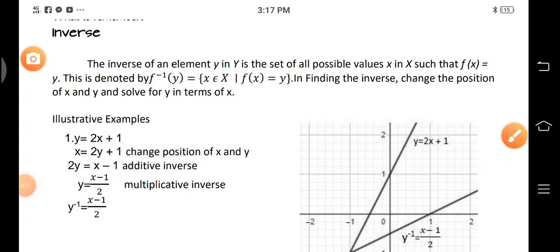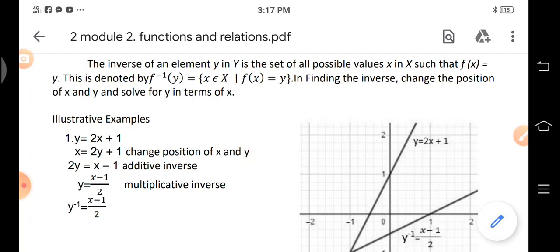Okay, solving for the inverse of a function. So how do we solve for the inverse of a linear function, for example? All you have to do is switch the position of your x and your y.